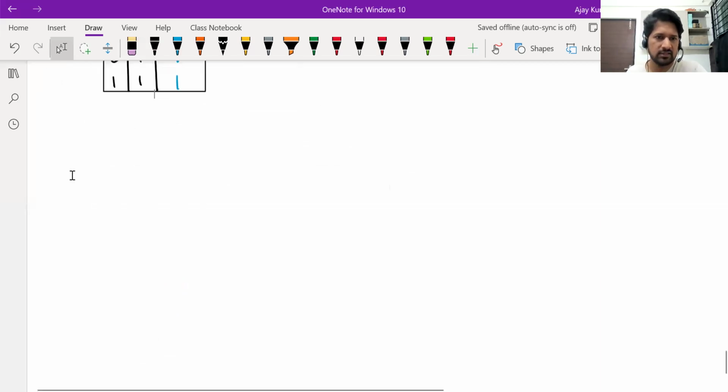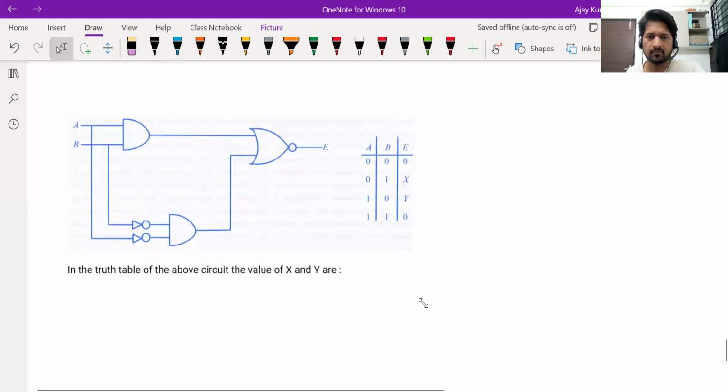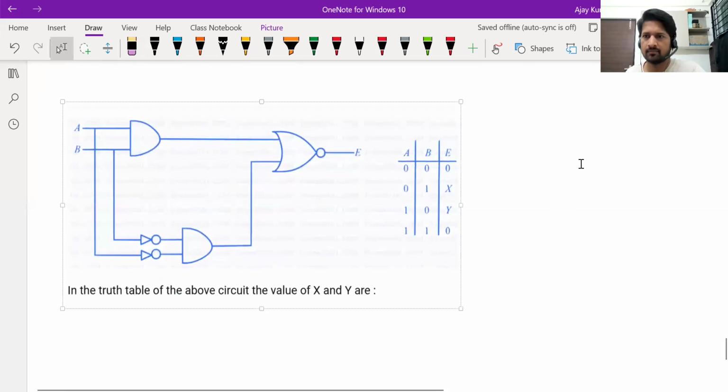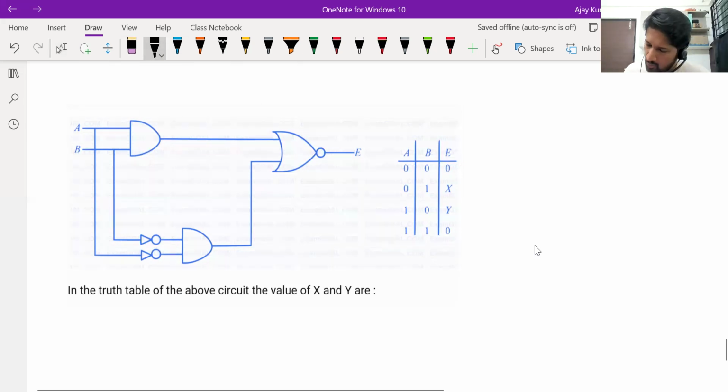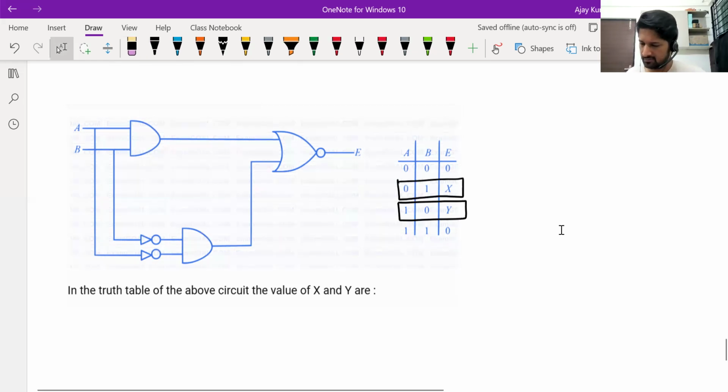This is last year's JEE Main question. Okay, try this all of you. They want you to find the values of X and Y in the truth table. Means they want you to find out the output in the case when A is 0 and B is 1, and in the case where A is 1 and B is 0. Other outputs they have already given. Do this. Identify the gates properly first. One of you tell me, what gate is this?